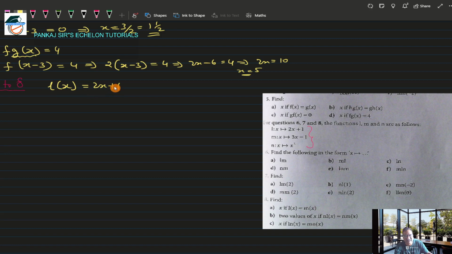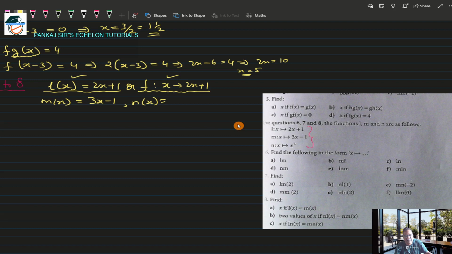Now see, this is the notation I was talking about all the time. In the books, it is given like f colon x arrow 2x plus 1. This is a way of writing your function, or you can write it this way. Both are one and the same. I prefer this one, but you should be familiar with this as well. So you have L of x equal to 2x plus 1. Similarly, you have M of x equal to 3x minus 1, and you have N of x equal to x squared. So these are the notations for the functions L, M and N.